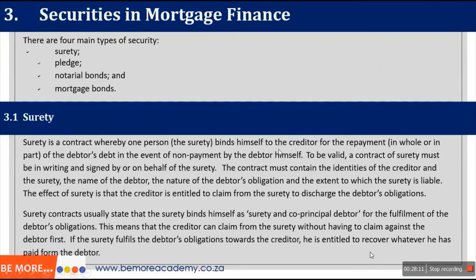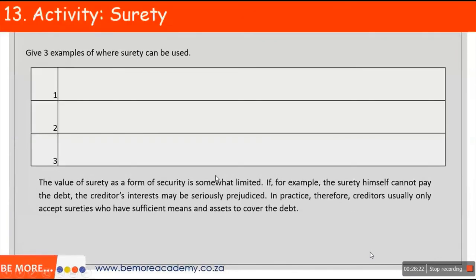Securities and mortgage finance. There are four main types of security: surety, pledge, notarial bonds, and mortgage bonds. And you're quite familiar with this. Also give three examples of where surety can be used. Just give us one or two and you can try this.